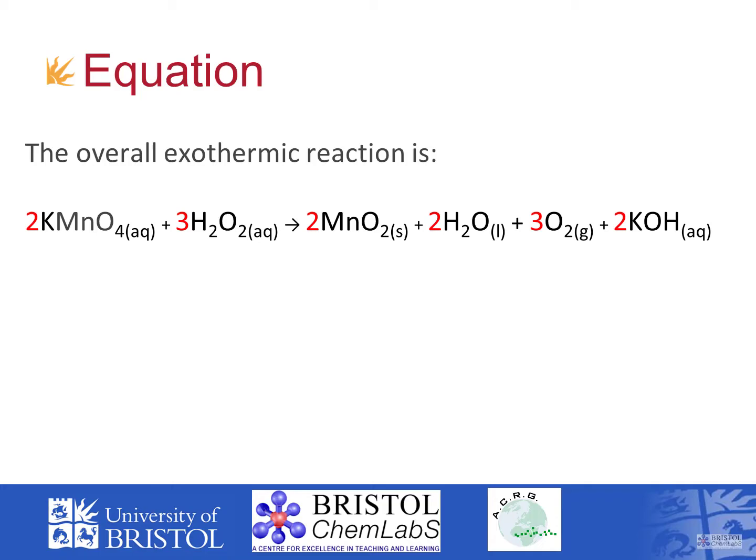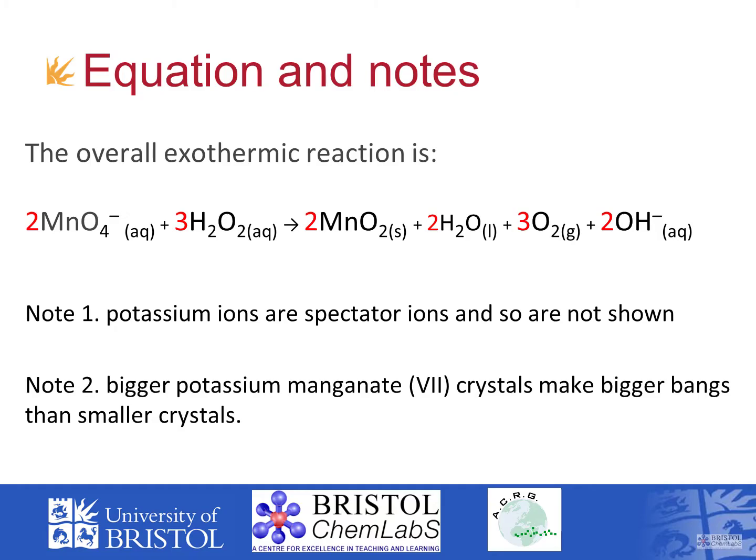A drop in oxidation number is reduction. Since the same element has both been oxidized and reduced in the reaction, we call this a disproportionation reaction. Note that the potassium ions from the potassium manganate(VII) do not take part in the reaction, and as such they would be termed spectator ions.